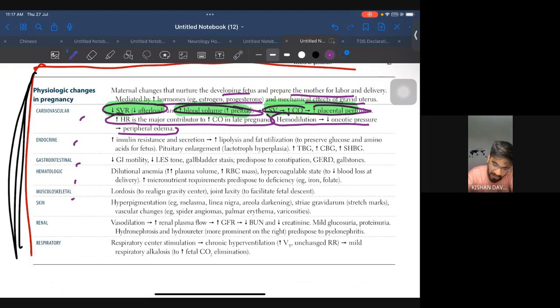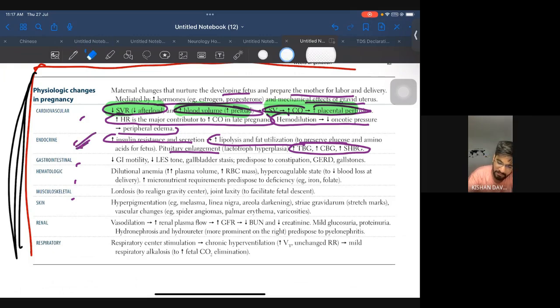Coming to second, endocrine. Insulin resistance and secretion, increase in lipolysis and fat utilization, pituitary enlargement, so increase in TBG, CBG and SHBG. Endocrine is not that important, just remember insulin resistance. Insulin resistance is very important. Okay, moving ahead. Gastrointestinal: decrease in motility, decrease in LES tone, gallbladder stasis, constipation, gallstones, everything can happen.